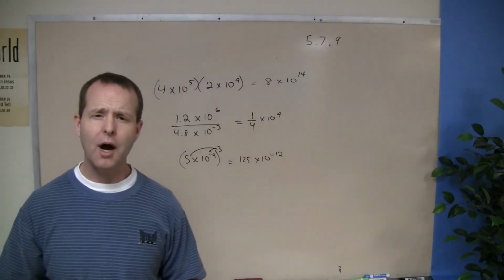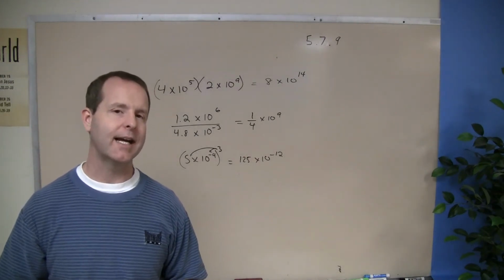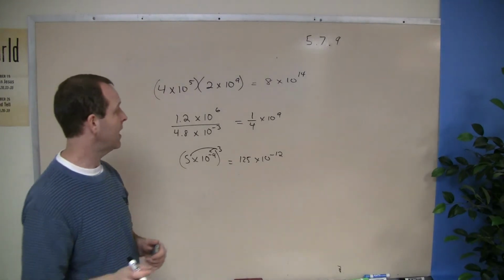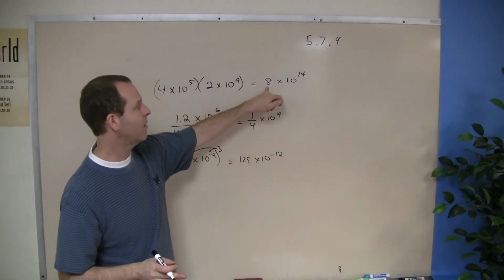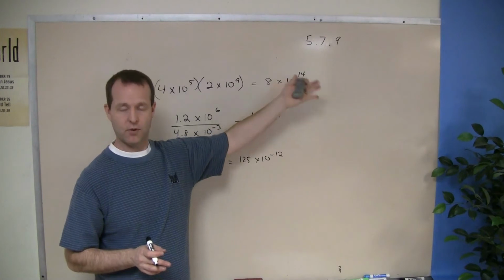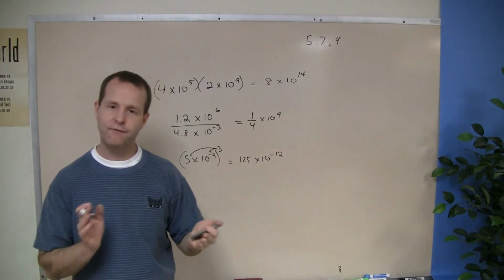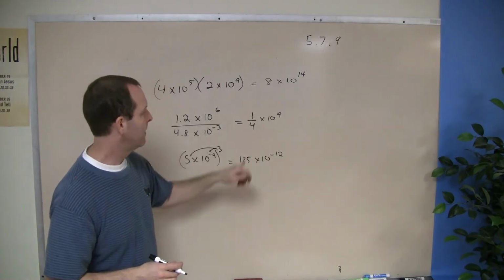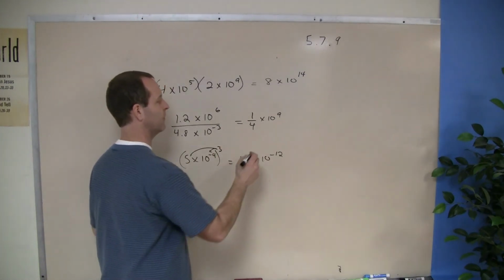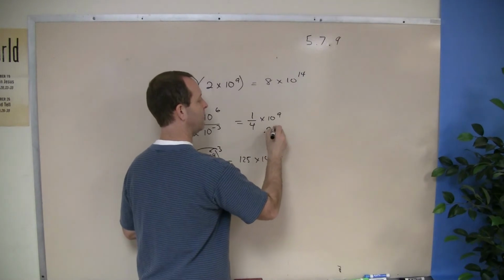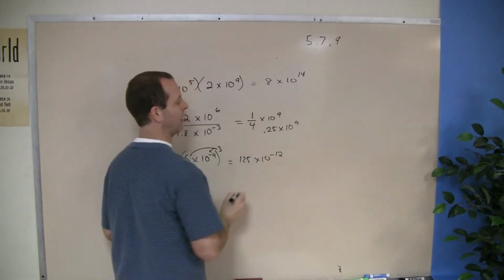Now in this last problem, my result isn't in scientific notation. Remember, scientific notation states I have one number times the base of 10. Well, both of these last two right here are not fully in scientific notation. So let's look at 1/4. That's 0.25 times 10 to the 9th.